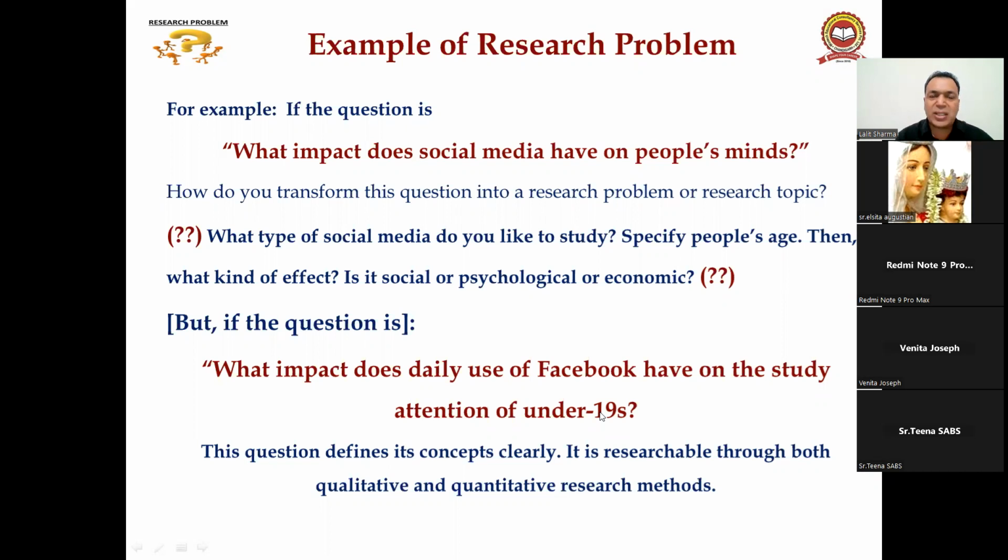Okay, so basically the question arises, how do you transform these questions into a research problem or a research topic? Okay, again, what type of social media would you like to study? It is written, social media impact on people's mind. What type of social media? There are so many platforms of social media, right? And again, there is another problem. Specify people's age, right? Children are people, adolescents are people, adults are people, aged persons are people. On which person does social media impact more and more? Then what kind of impact? What kind of effect? Okay, either psychological effect, or physical effect. Is it social or psychological or economic effect?